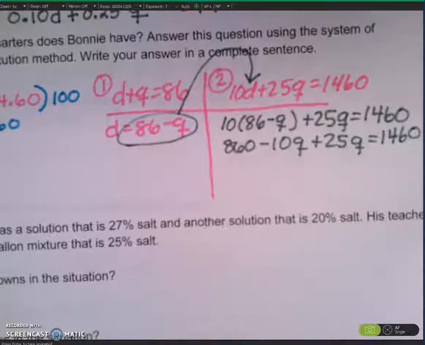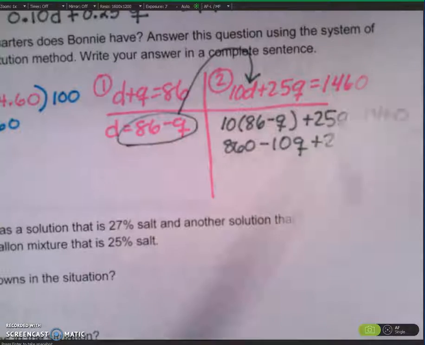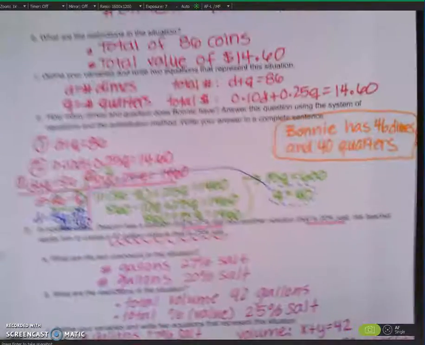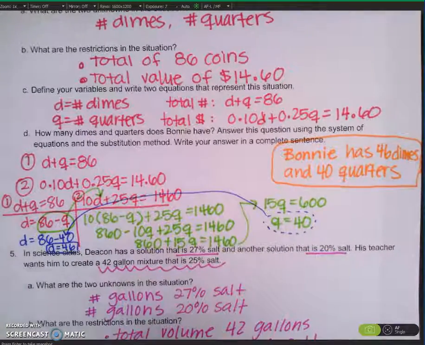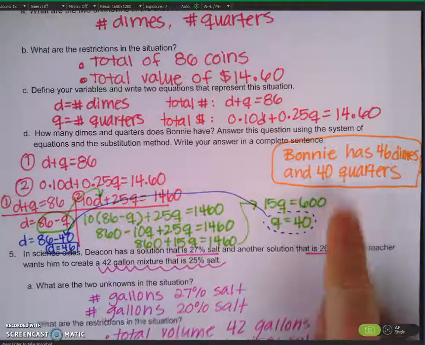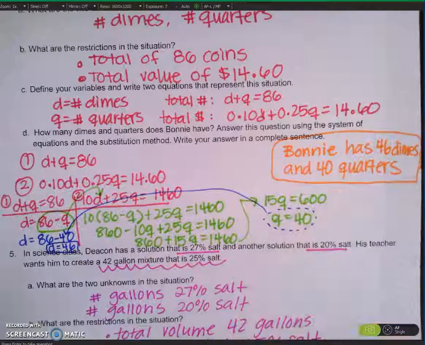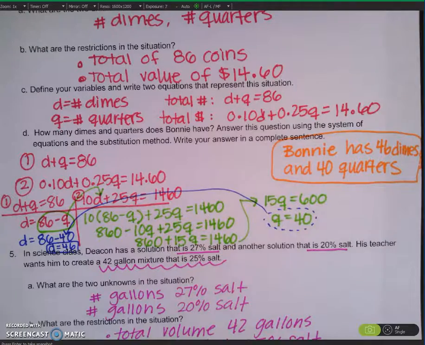Okay, hopefully that was enough time to solve the system. How many dimes and how many quarters does Bonnie have? Well, it looks like Bonnie has 46 dimes and 40 quarters. Excellent. That's all I have for you to finish today.